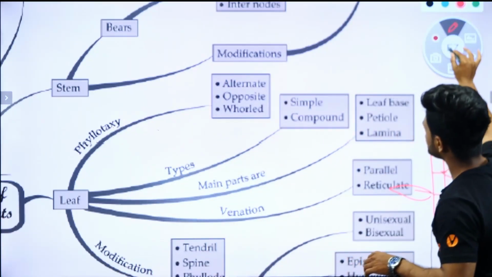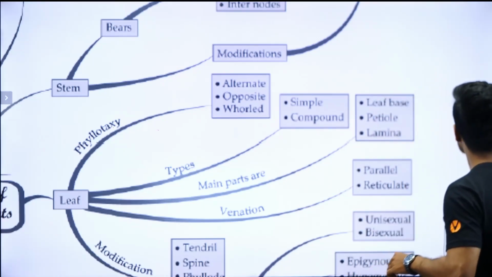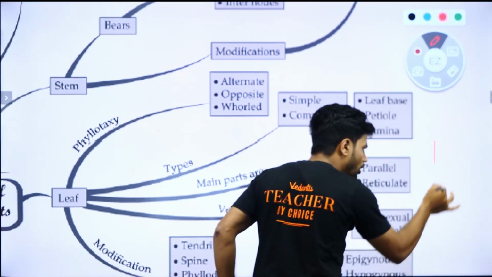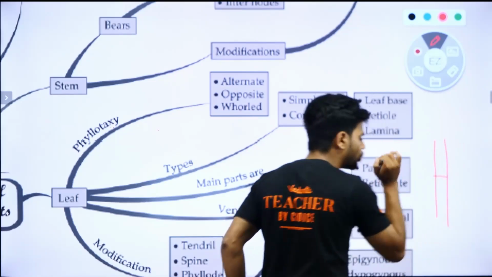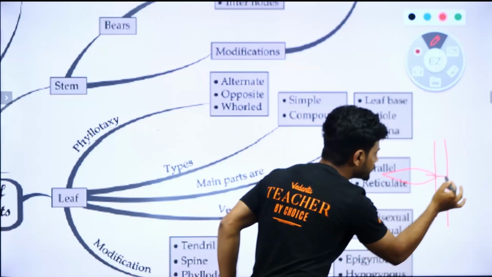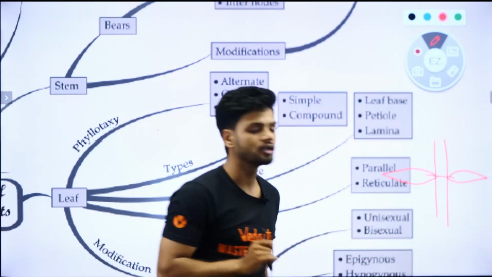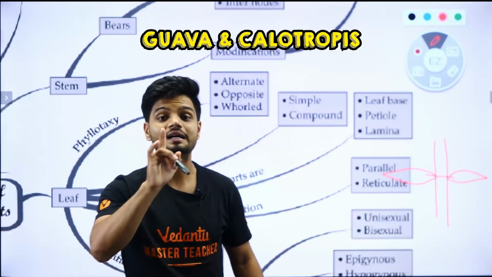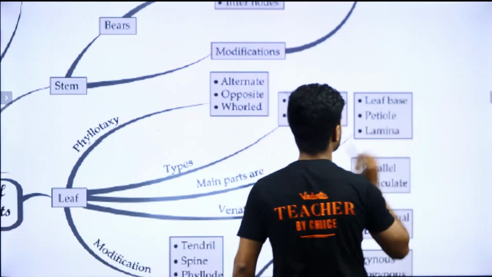Then we have opposite. In opposite phyllotaxy, again students, the diagram is more important. Learn with the help of the diagram. In opposite phyllotaxy, at each node in a stem, two leaves are produced. At each node, two leaves are produced in opposite directions. Example is going to be guava and Calotropis. Guava as well as Calotropis.